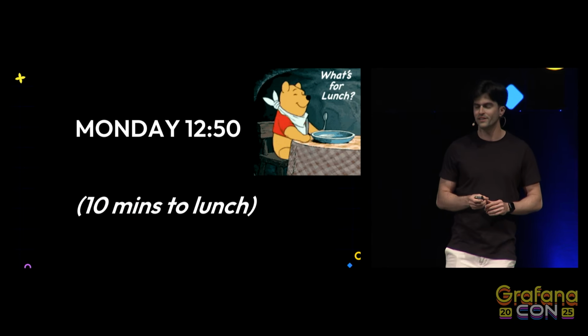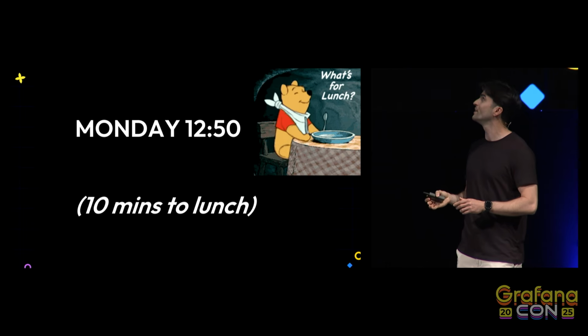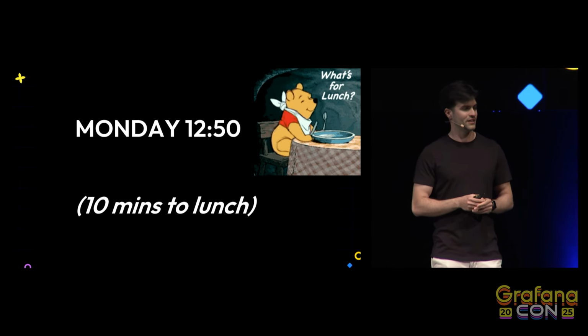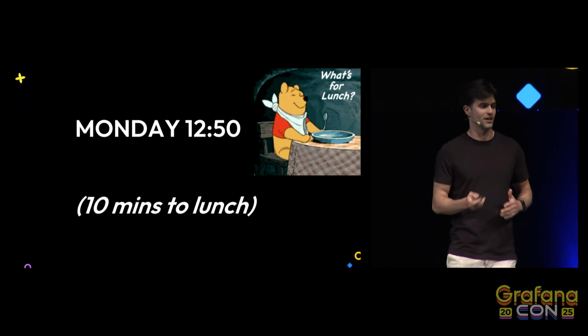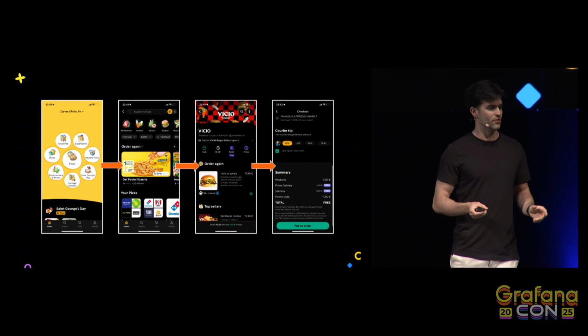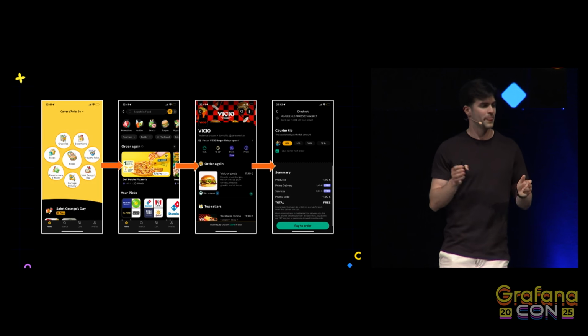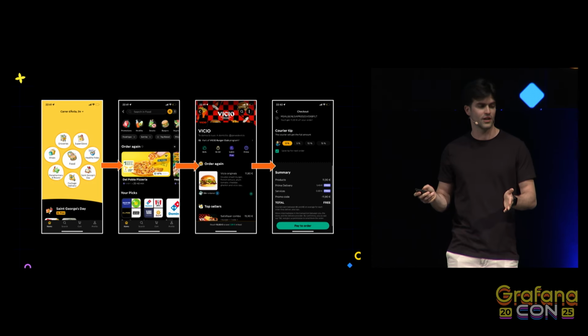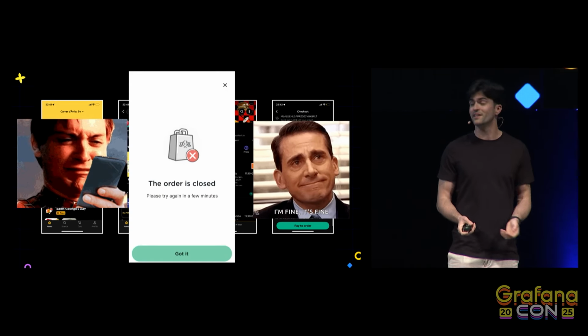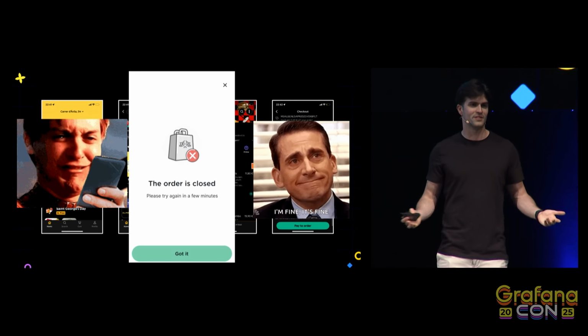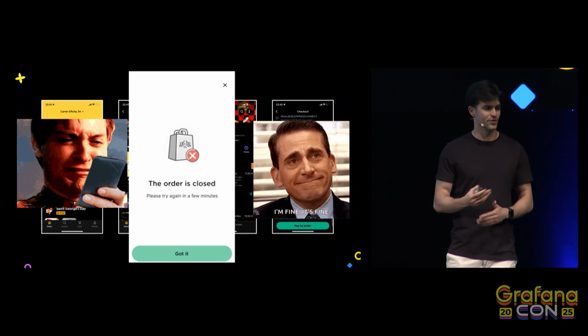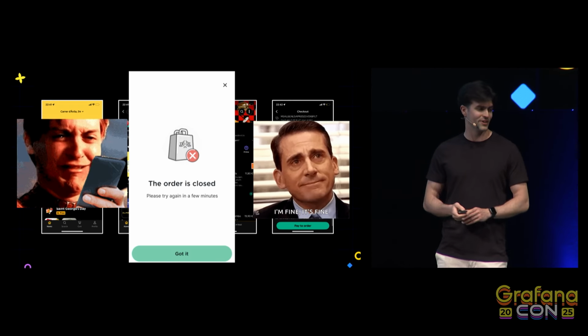So with that in mind, imagine the following. It's Monday, 12:50. There are 10 minutes to lunch, and you're getting hungry. You go to the Glovo app, you select your favorite restaurant in the city, find that perfect dish, go to checkout, and this happens. The app is unresponsive, the order is stuck, you don't know what to do, and you're getting more and more hungry.